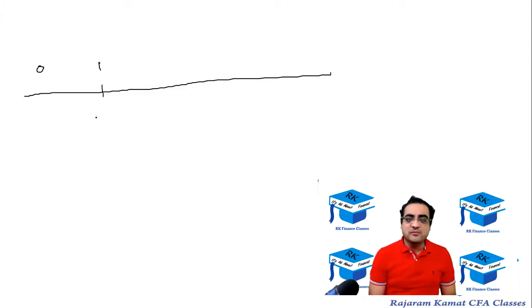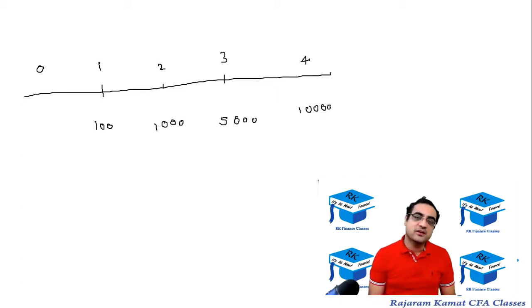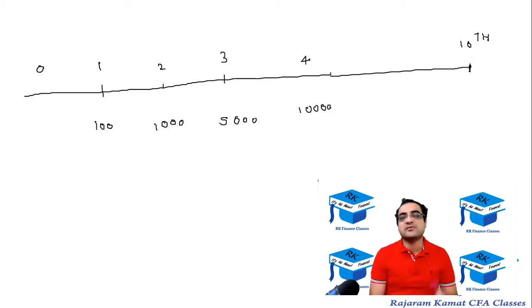In the year 0, let me not deposit anything. In year 1, I'm going to save 100 rupees. In year 2, 1,000 rupees. In year 3, I'm going to deposit 5,000 rupees. And in year 4, I'm going to deposit 10,000 rupees. That's what I'm going to deposit in the next 4 years. And I want to calculate how much the value will grow to at the end of the 10th year.